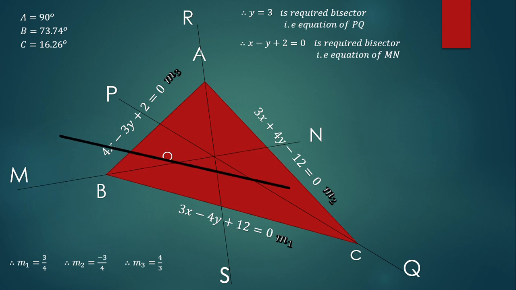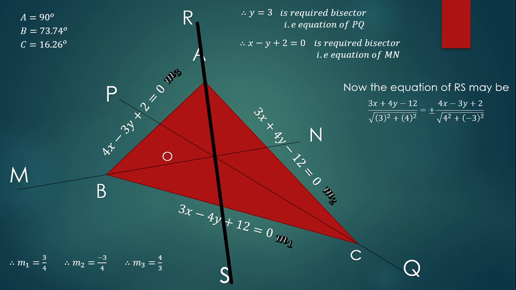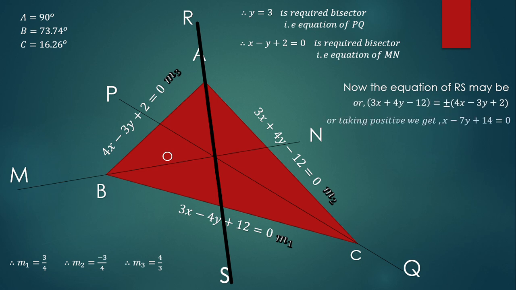And the last one, RS. Same process, and we will get this, and taking positive and negative, taking positive we get x minus 7y plus 14 is equal to 0, and taking negative we get 7x plus y minus 10 is equal to 0.